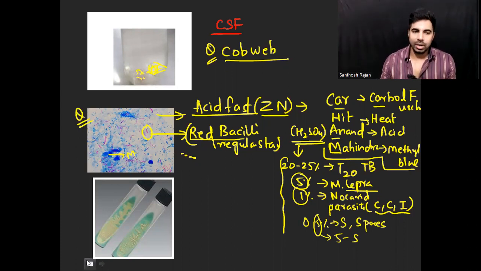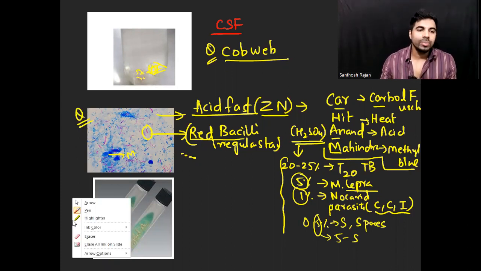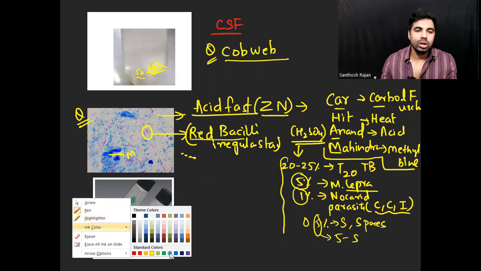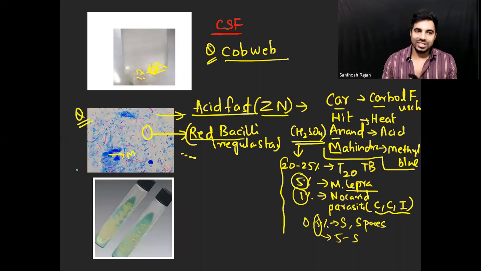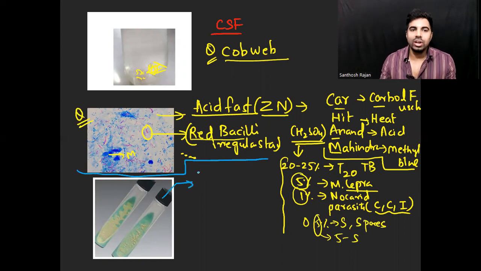Now, that is the stain part. What else do you have to know? Now you're going to know about culture media. What is this culture media given here? You must be knowing, it is called LJ media, Lowenstein-Jensen media. It's an egg-containing media, a selective media for tuberculosis. Selective plus enriched, LJ media.